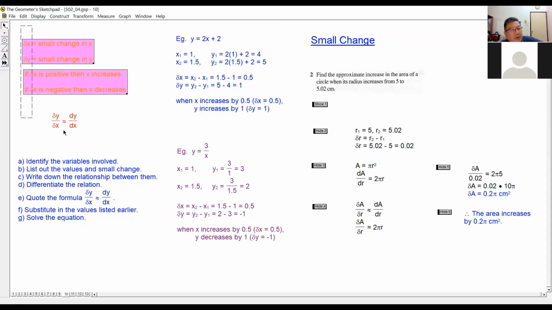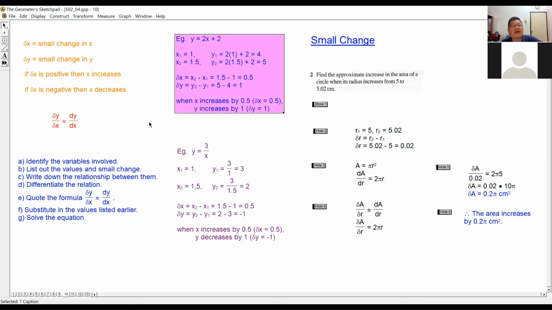I'm going to explain to you the meaning of all this. So we look at this example here. Let's say I have a function y, and y equals 2x plus 2. Then I substitute in a particular value for x. I call this value x1, so x1 is equal to 1. I take this 1 and substitute it inside the function. I put in 2 times 1 plus 2.